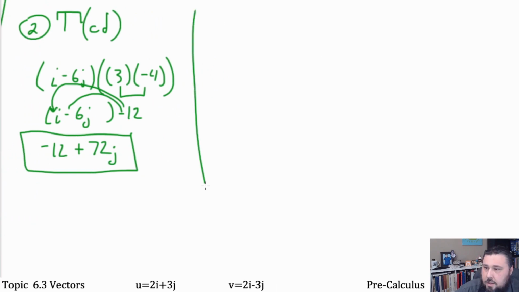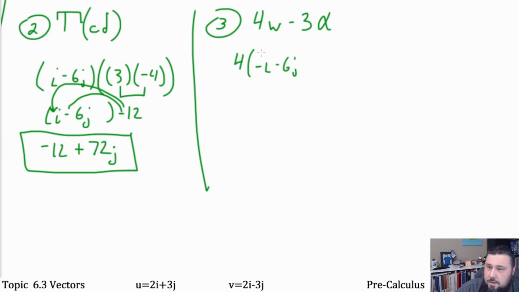For number 3, I know I'm kind of speedrunning these, but it really is just algebra 1 once you set them up and get moving into them. Here I have 4w. So that's just my scalar 4 times the values of my linear combination in w. So that's going to be 4w minus 3 alpha. And 4w is 4 times negative I minus 6j, minus 3 times alpha, which is I plus 6j.